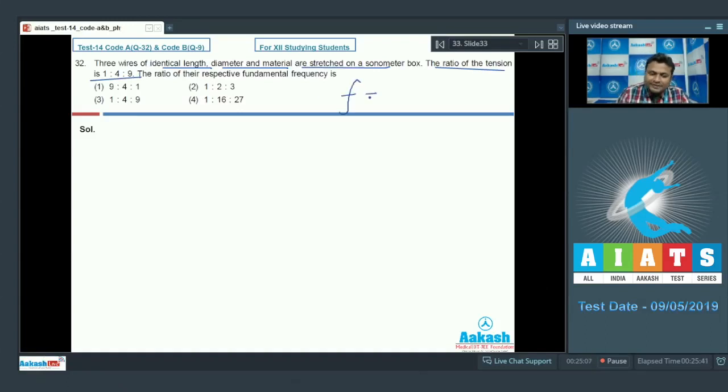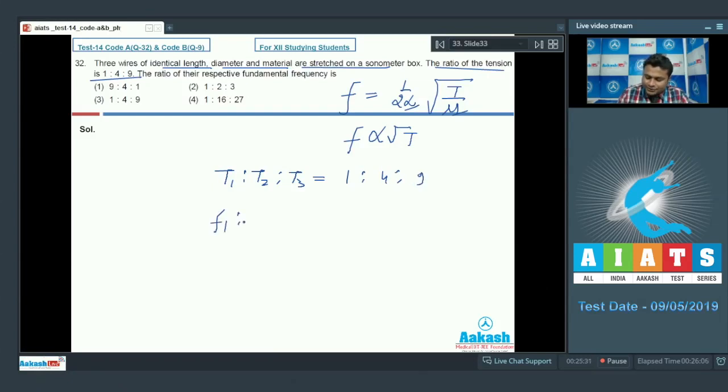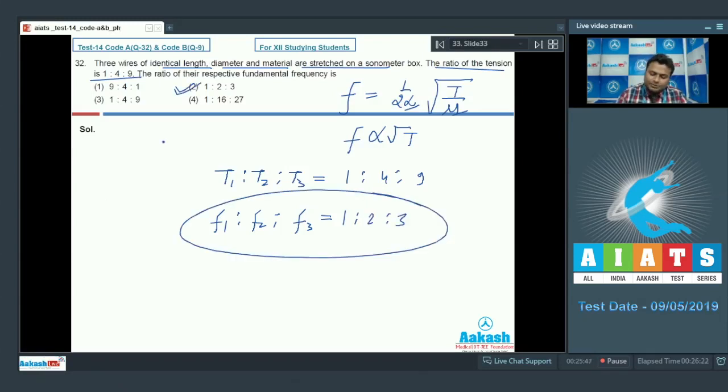We know very well the expression for fundamental frequency is given by 1 by 2L under root T by mu. Now since it is given that length, diameter, material, everything is constant, it means f is directly proportional to under root of tension. So if T1, T2, T3 have the ratio 1:4:9, it means f1, f2, f3 will have the ratio under root 1 : under root 4 : under root 9, that is 1:2:3. Option number 2 is perfectly matching, so we'll proceed with option number 2 only.